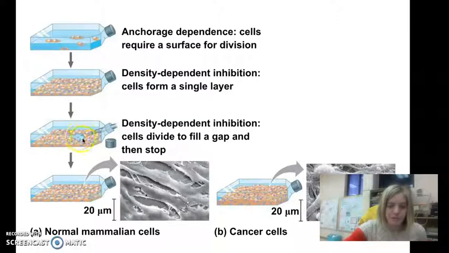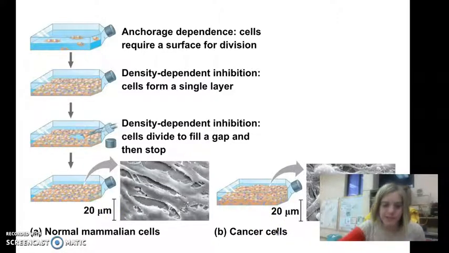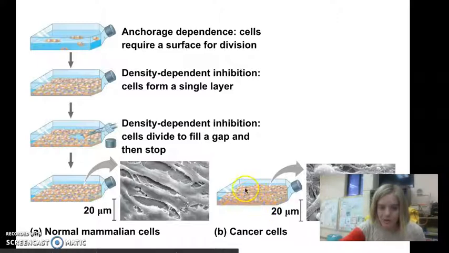But if we were to remove some of those cells, they would fill the gap until once again they had formed a single layer. Cancer cells don't abide by those external controls, and you can see here they've really overlapped and even formed on top of each other. They don't necessarily require that surface to anchor onto.